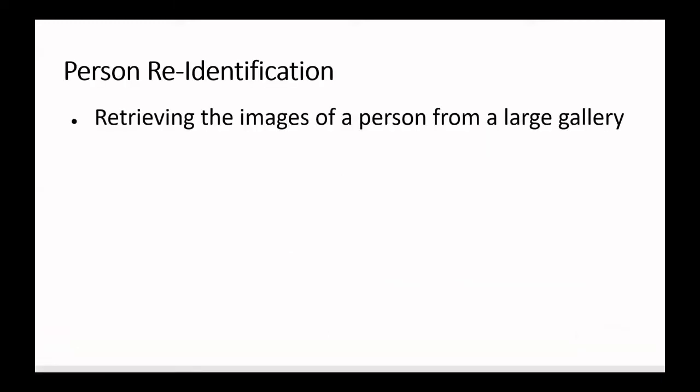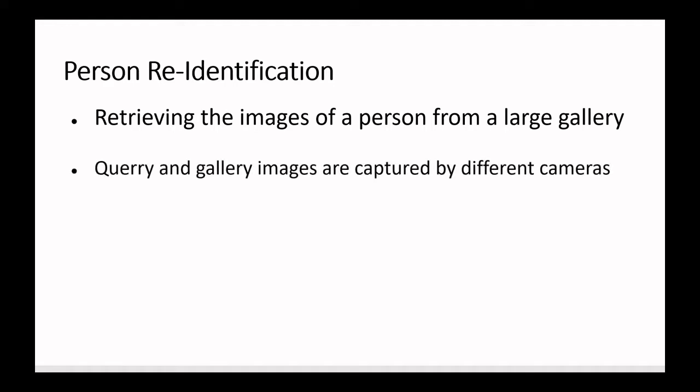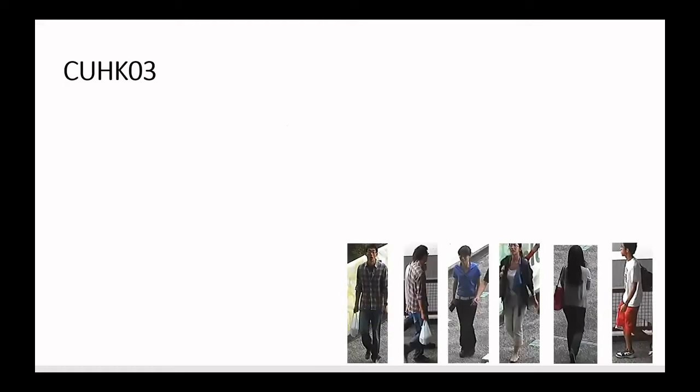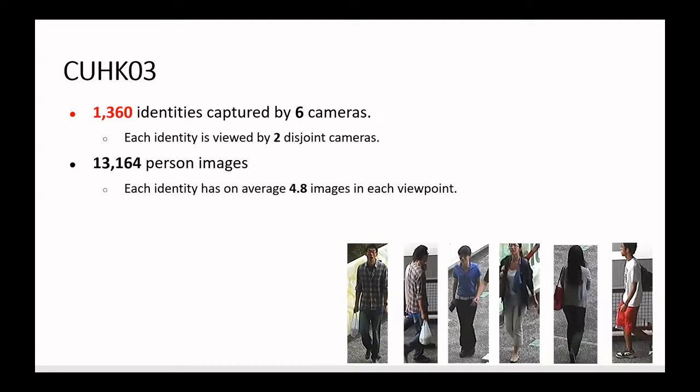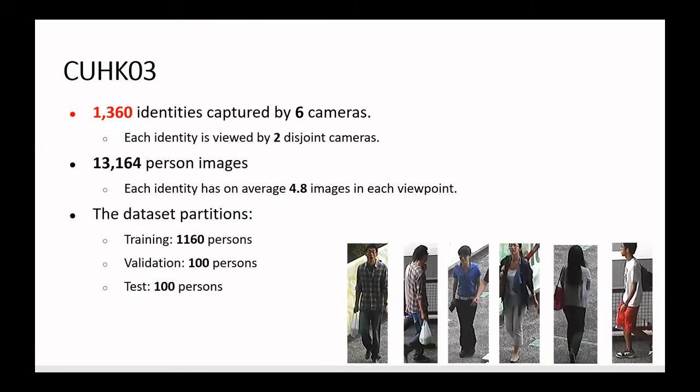The idea here is that we want to retrieve an image of a person from a large gallery. There's a query image, and then there are gallery or reference images, and these images can be captured by different cameras. So it's a cross-camera data association problem. This is one famous data set, CUHK from Hong Kong, with about 1,360 identities captured by 6 cameras. And this is more statistics about that: training, validation, and so on.